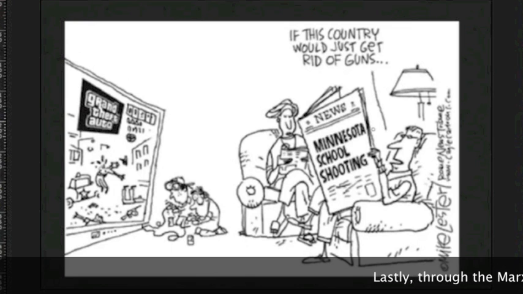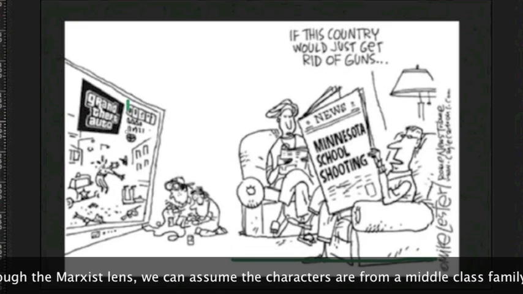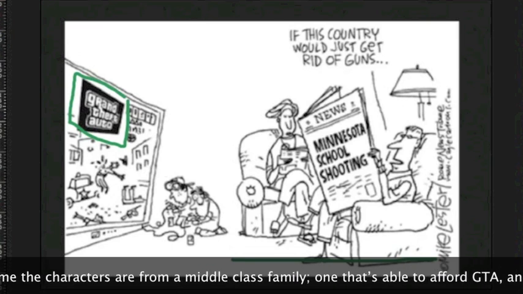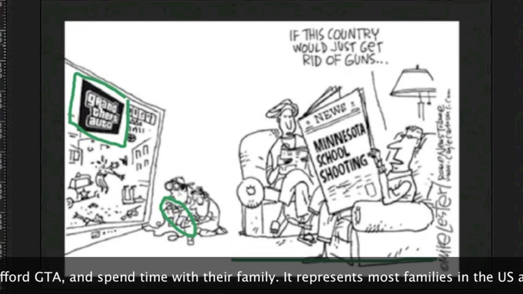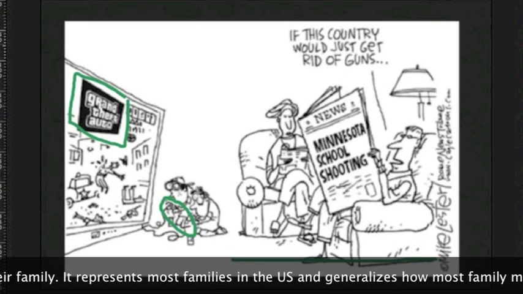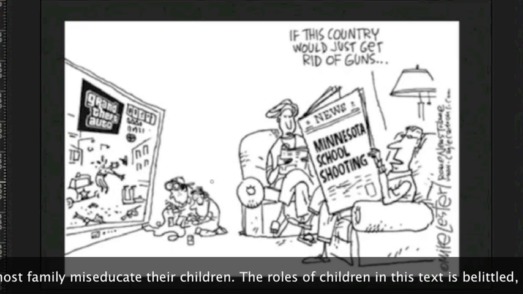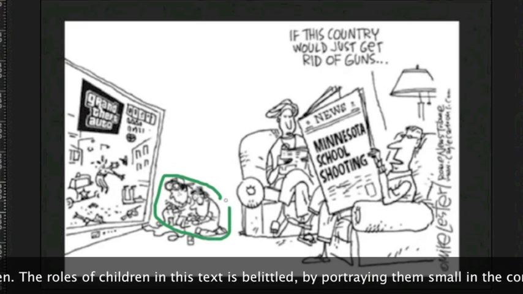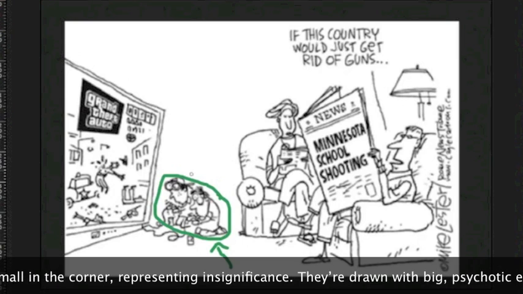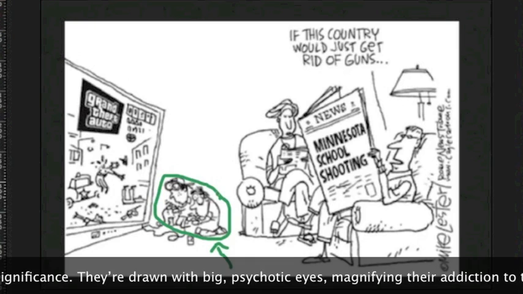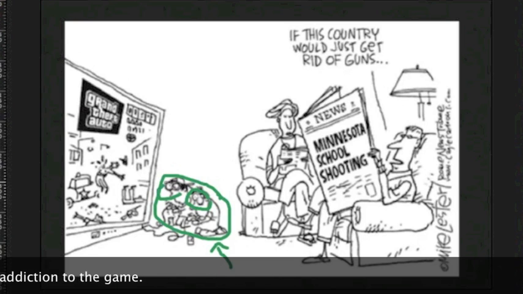Lastly, looking through the Marxist lens, we can assume the characters are from a middle-class family, or basically one that's able to afford GTA, that still have time to spend with their family, and we should wonder why the author chose this. It's probably because it represents most families in the US and generalizes how most families miseducate their children when talking about the gun issue. The role of children in this text is also belittled by portraying them small in the corner, representing weakness and insignificance as the victims of this issue. They are drawn with big psychotic eyes, magnifying their addiction to the game.